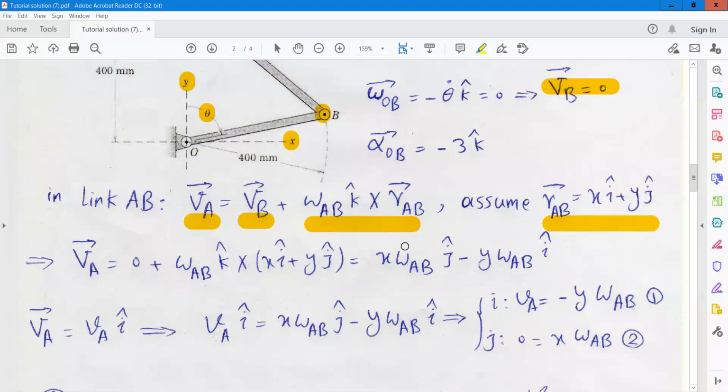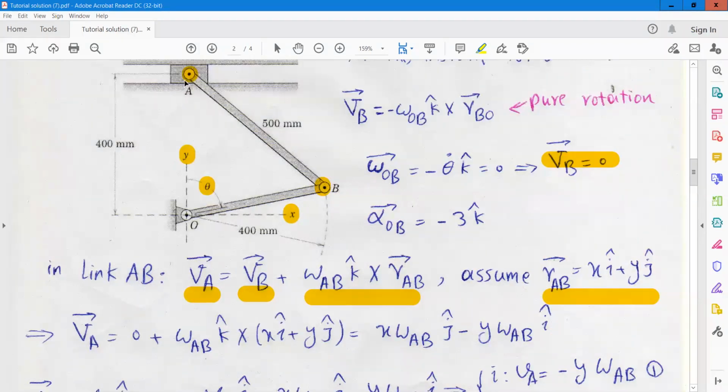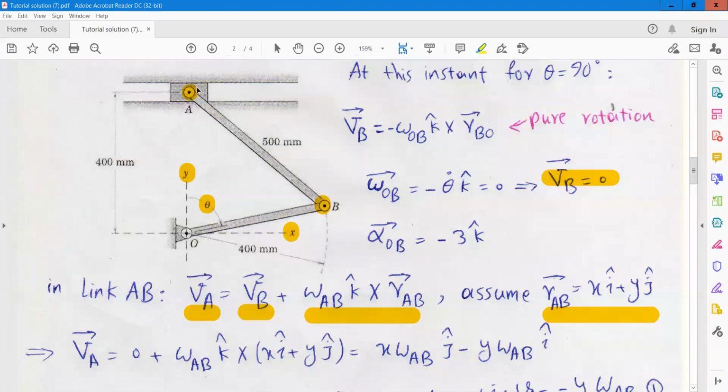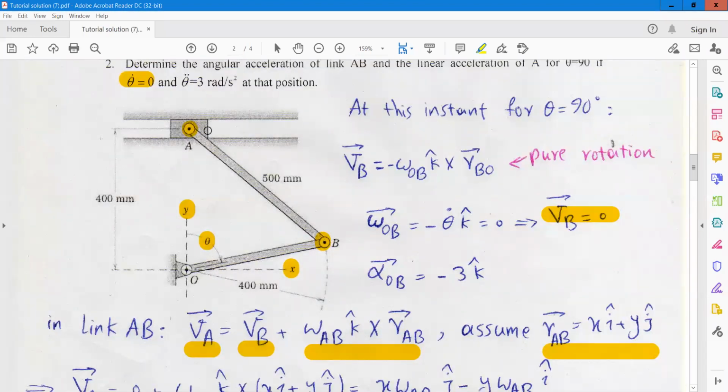But the velocity of point A, as you can see, this slide is restricted to move in this slot. So the velocity of point A is only in the horizontal direction.